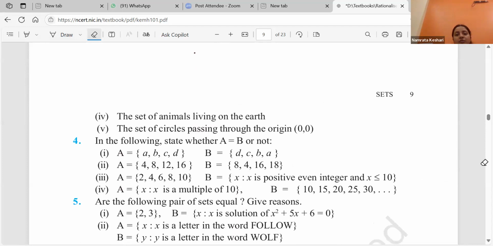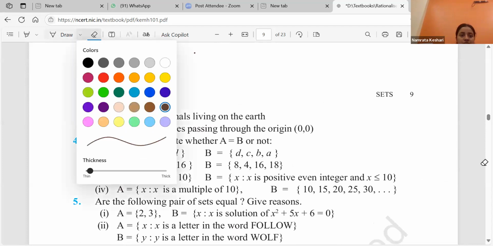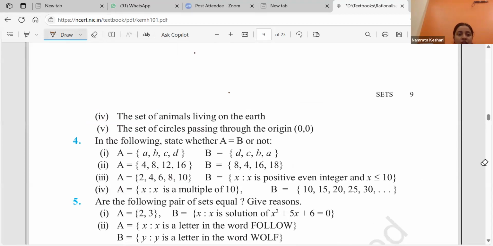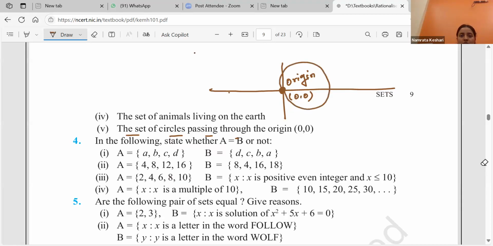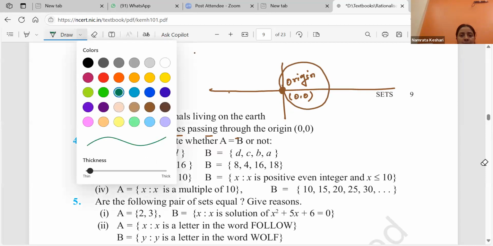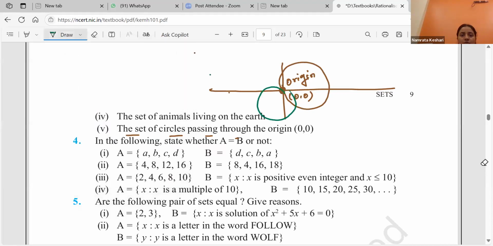The set of circles passing through the origin. In the coordinate geometry chapter, you understand this point is called the origin, right? Here the coordinates are 0, 0, right? How many circles can we draw passing through the origin? Manvi?